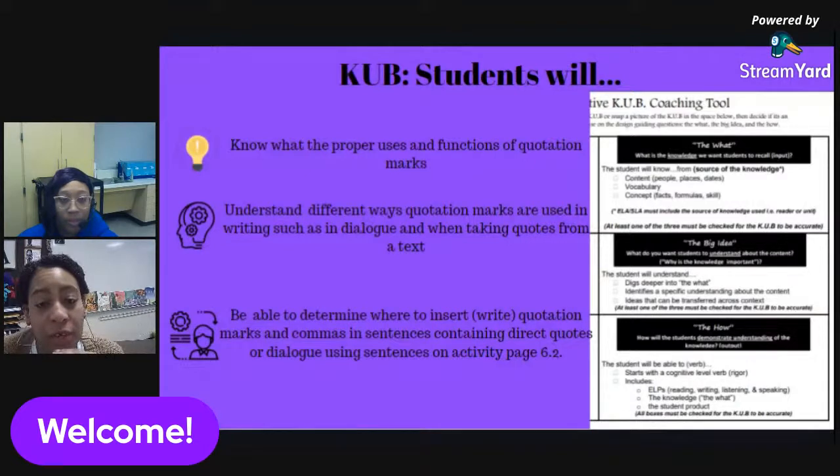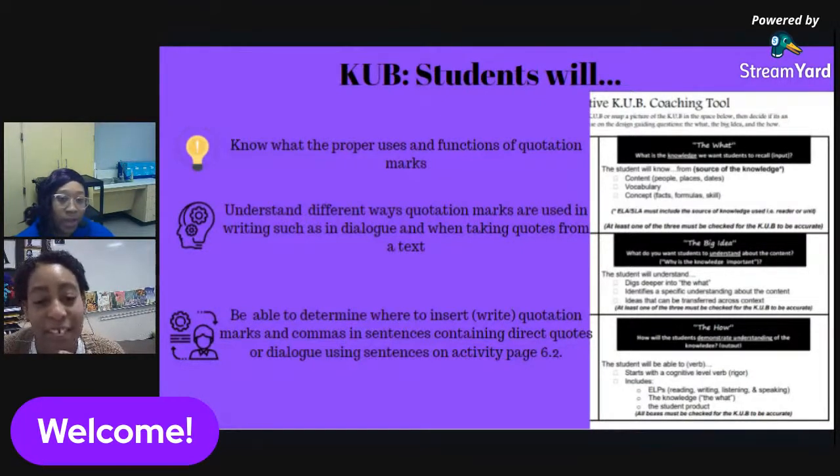So I'll jump back up to the know. What are they supposed to know? First, they would need to know the proper use and function of a quotation mark. They need to know that. So your explicit teaching is going to come in as know and understand. They have to understand that there are different ways quotation marks are used in writing, such as in dialogue and when taking quotes directly from a text. So they have to know the two different ways in which you would use quotation marks.